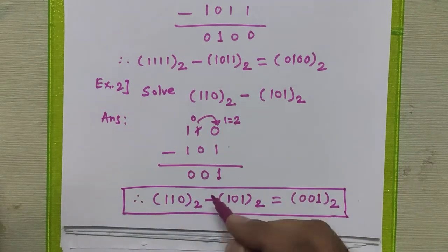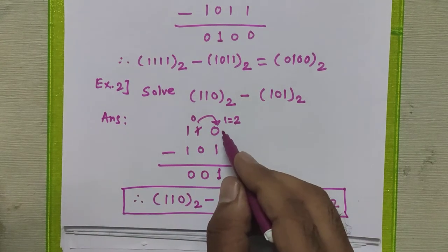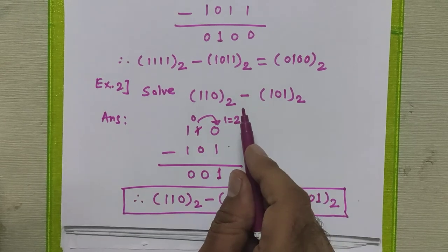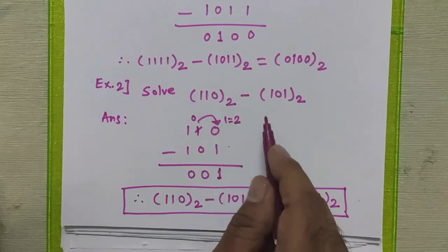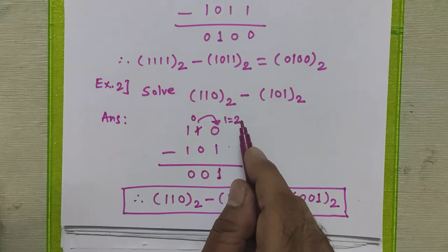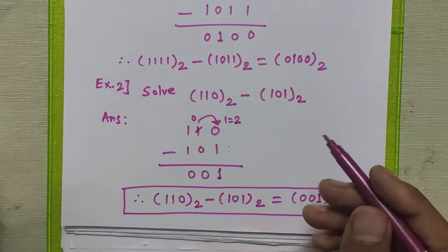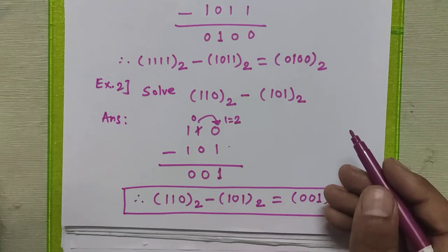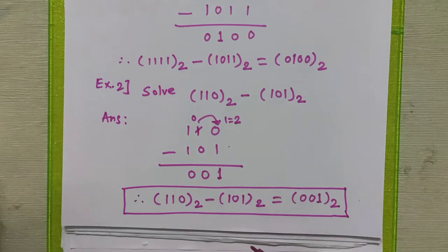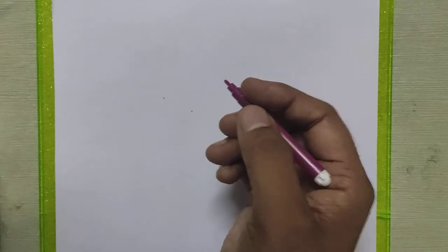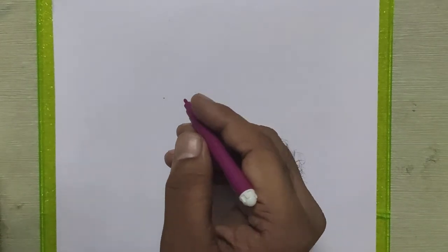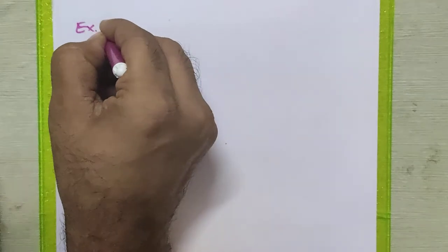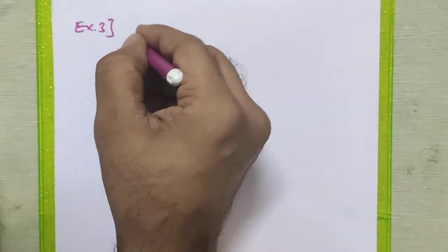So here we have seen how to take a borrow from another digit. Whenever we take any borrow in this system, that one borrow is equivalent to 2. Always it is equivalent to 2, because the base of the binary number system is 2. Like in the decimal number system, whenever you take one borrow, that one borrow is equivalent to 10. We'll see one more example where you'll study how to take borrows from different places. Now we'll see one more problem which is more difficult than the previous two problems of binary subtraction. In this third example, we are going to solve this.